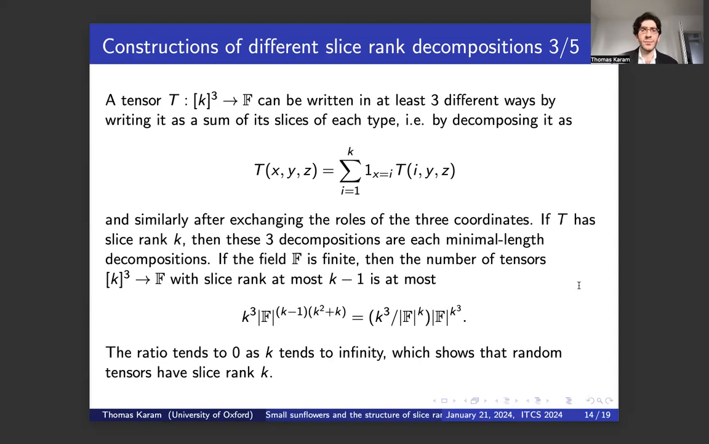So if it has slice rank k, you can get three different slice rank decompositions of minimal length by just writing that tensor as the sum of the contributions of each of the slices. And the direction of the slices is chosen differently for each of your three decompositions. So in the first decomposition, you slice according to the coordinate x. So you get this slice plus this slice plus this slice plus this slice. Then you slice according to y, and finally you slice according to z. This gives you three different decompositions.